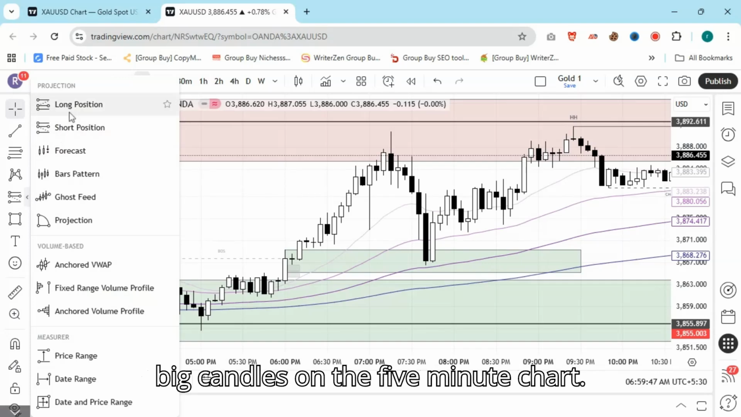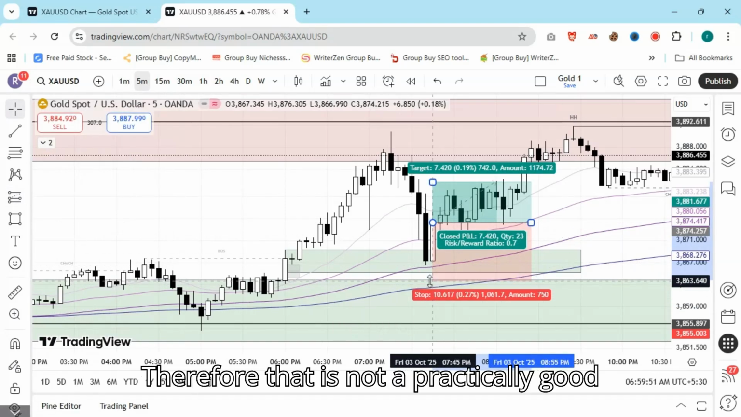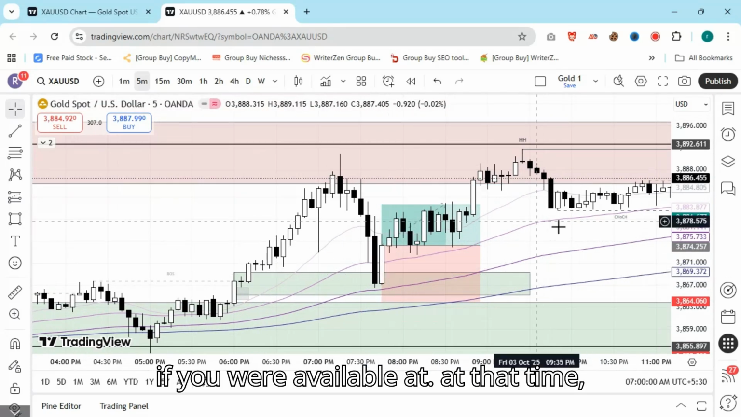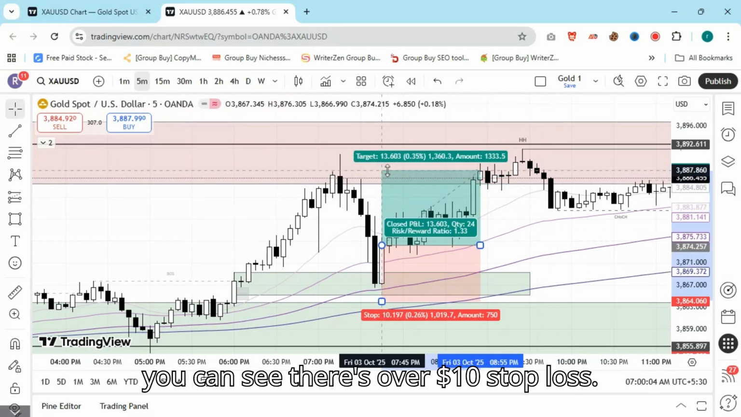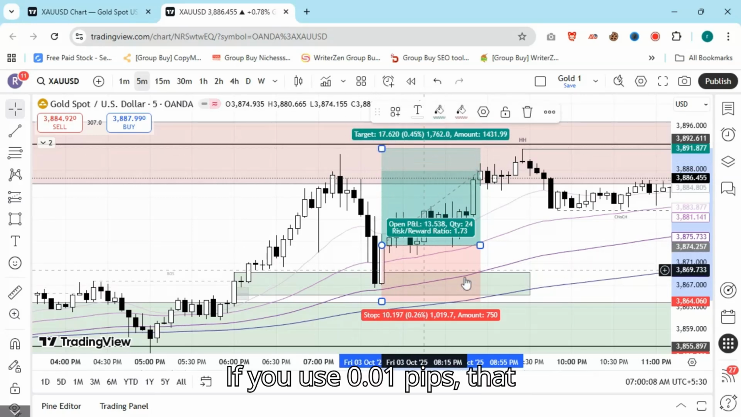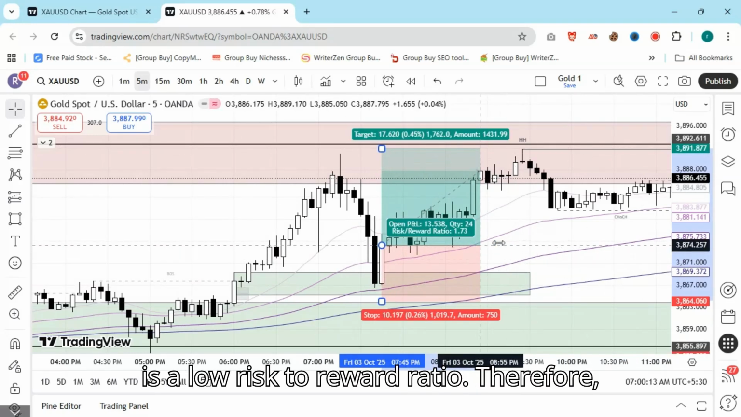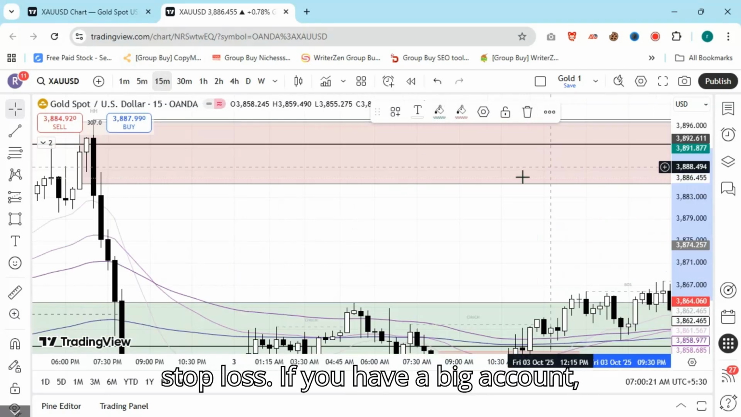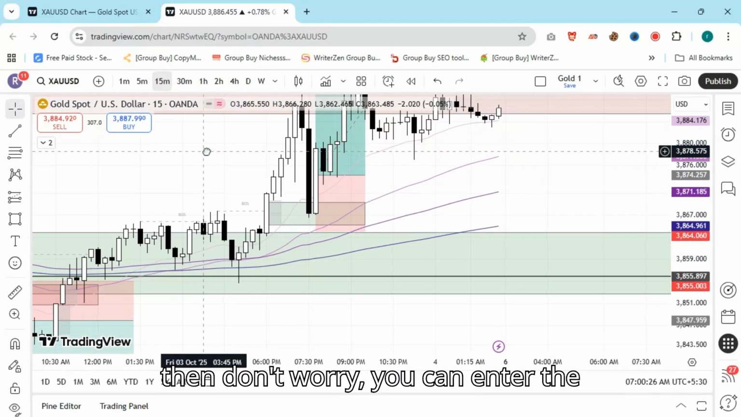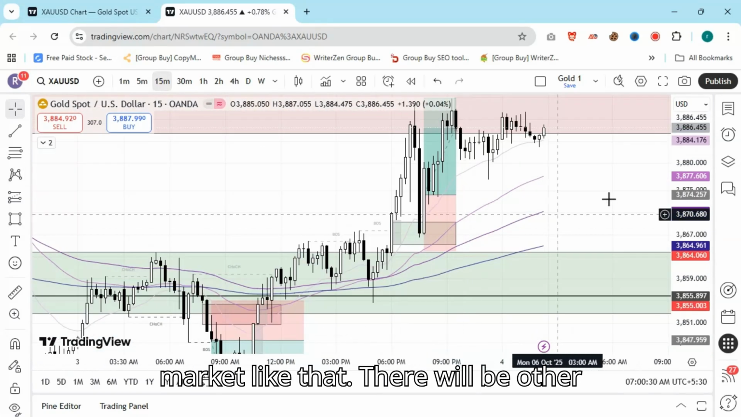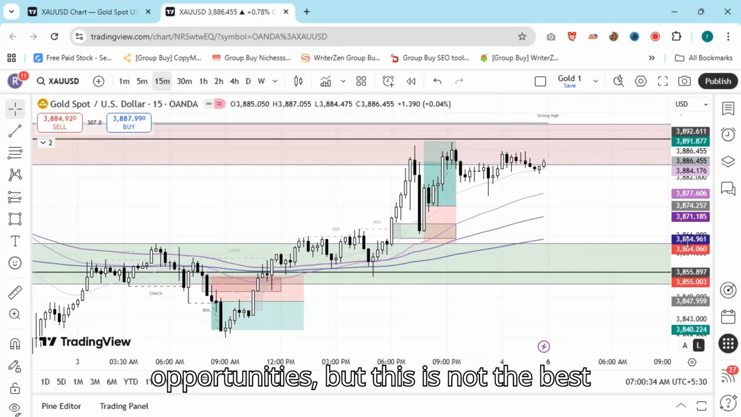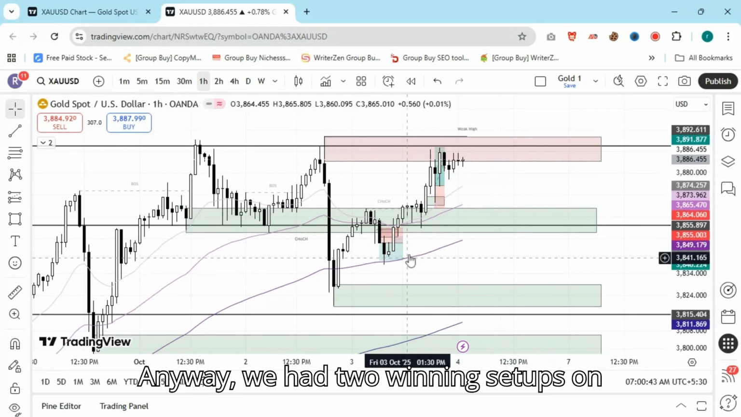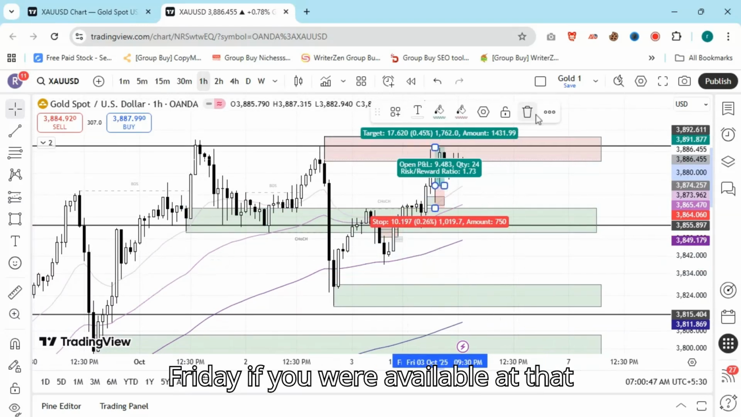You can see another set of big candles on the 5-minute chart. Therefore, that is not a practically good entry setup for the market, because even if you were available at that time, you can see there's over a $10 stop loss. If you use 0.01 lots, that is a low risk to reward ratio. Therefore, I do not like to set up this type of big stop loss. If you have a big account, then don't worry, you can enter the market like that. There will be other opportunities, but this is not the best possible setup to enter the market. Anyway, we had 2 winning setups on Friday if you were available at that time.